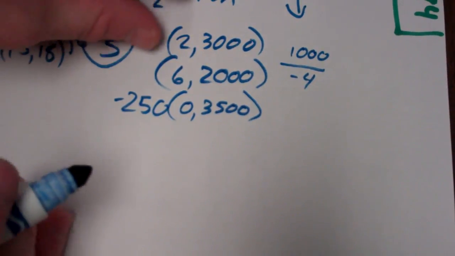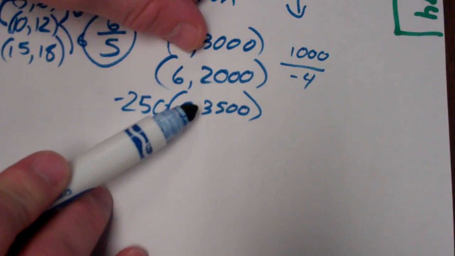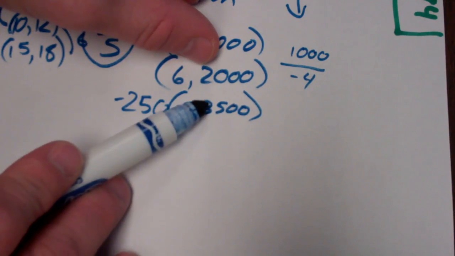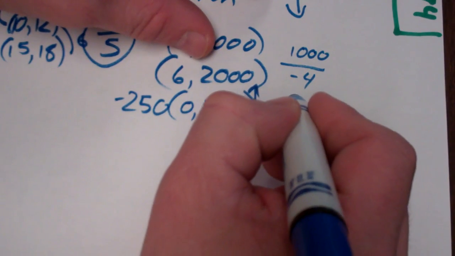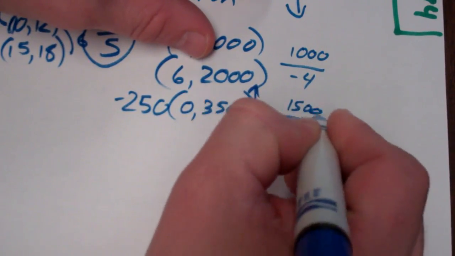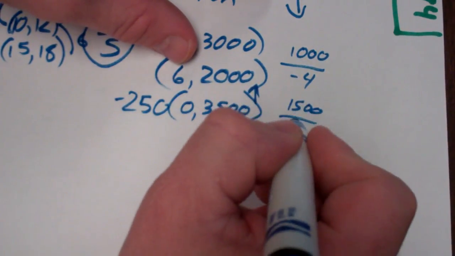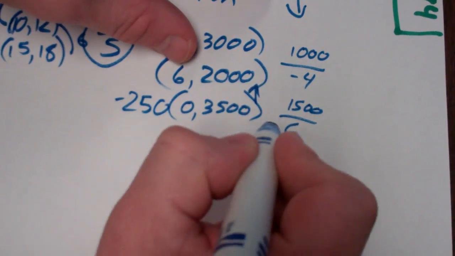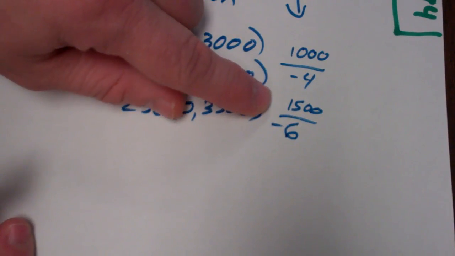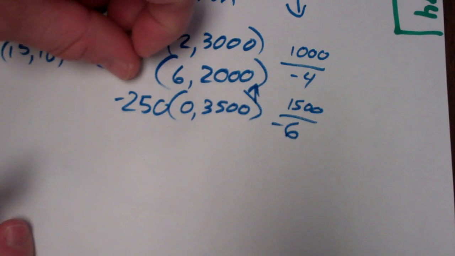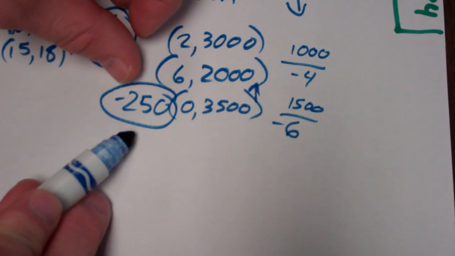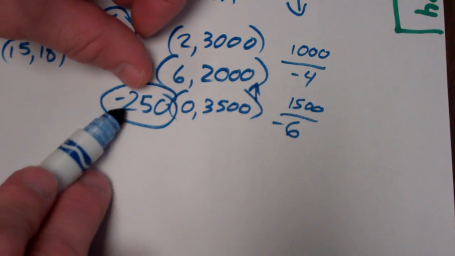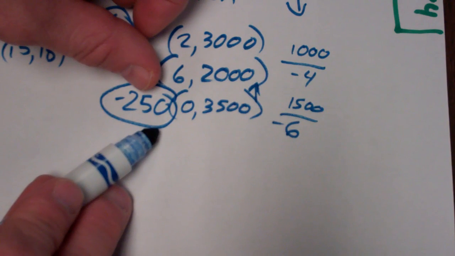Okay, well, let's check that difference of y over difference of x. Okay, so difference of y here. I'm going to subtract this way this time. 3,500 minus 2,000 is 1,500. 0 minus 6 is negative 6. So when I divide 1,500 by negative 6, once again I get negative 250. So is it linear? Yes, and your constant rate of change is negative 250. What that means is the altitude is dropping 250 feet every hour.